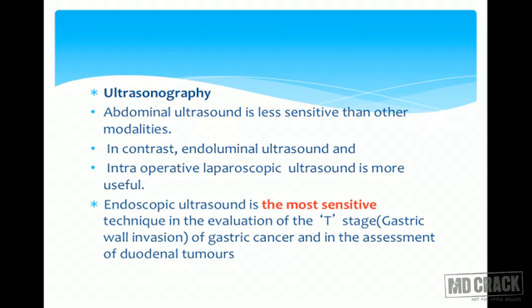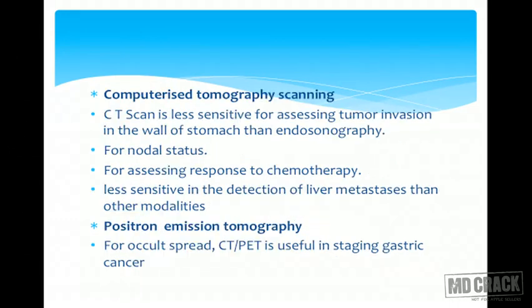Endoscopic ultrasound is the most sensitive technique for the evaluation of T stage of gastric cancer, that is, invasion of the gastric wall in assessment of gastric malignancies. It is also useful in assessment of duodenal ulcers and malignant duodenal ulcers. Computerized tomography scanning: CT scan is now less sensitive for assessing tumor invasion in the gastric wall because of the availability of endoluminal ultrasound, which is superior to CT scan.